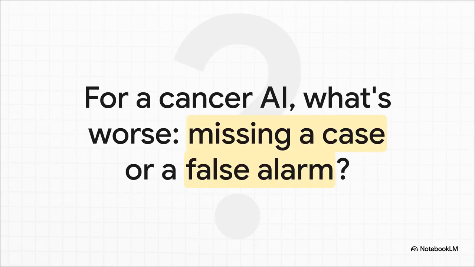And that leaves us with a final thought to take with you. When the stakes are life and death, like in a medical diagnosis, the choice between these two types of errors is profound. Is it worse to tell a healthy person they might have cancer, or to tell a sick person that they're fine? The math can build the model, but only our human judgment can decide which mistakes we are and are not willing to live with.